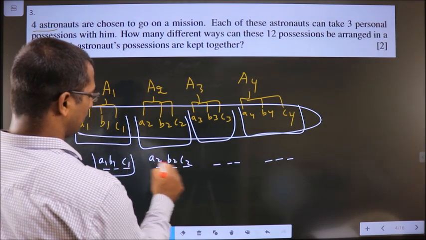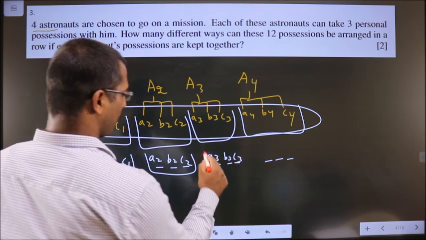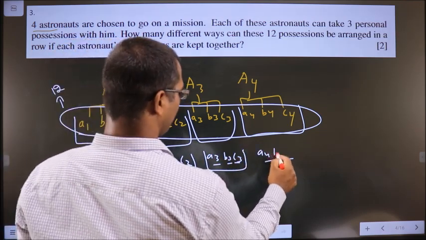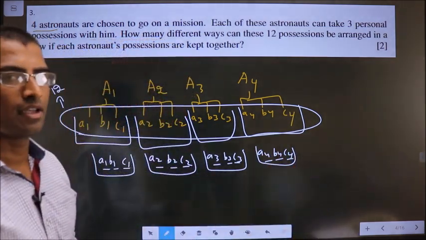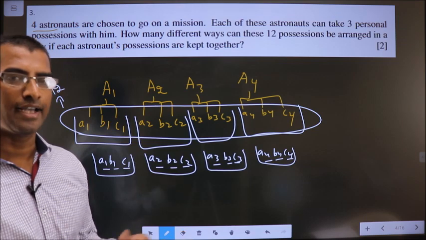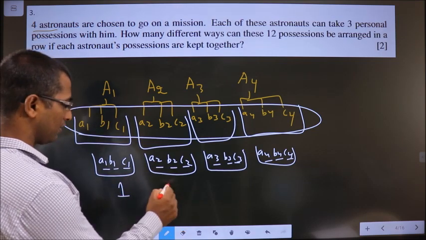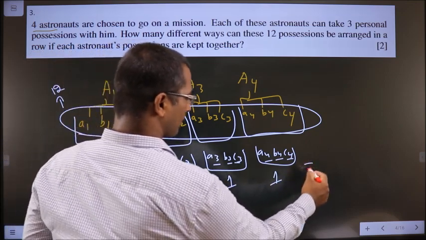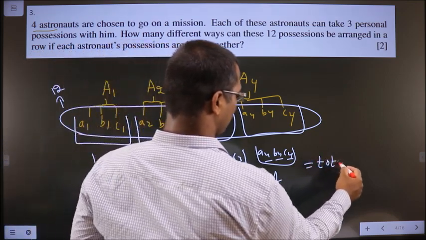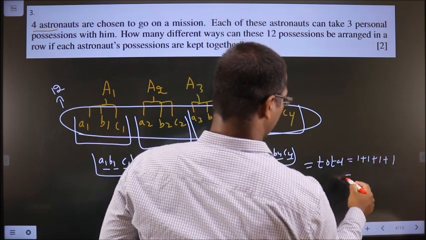A2, B2, C2 should also be together. A3, B3, C3 should also be together. A4, B4, C4 should also be together. If they have to be together, I should consider them to be one unit. So, one unit, one unit, one unit, one unit. So, total 1 plus 1 plus 1 plus 1, that is 4.